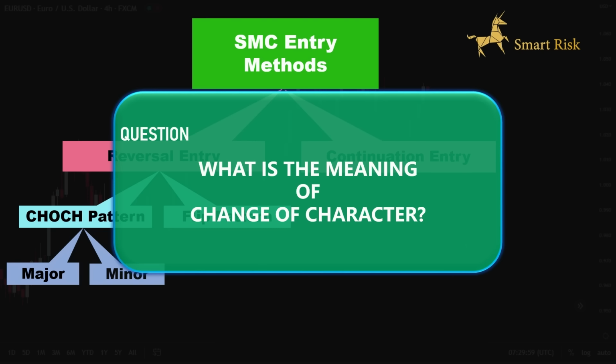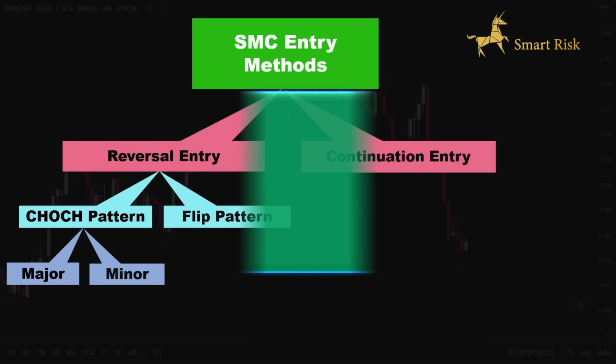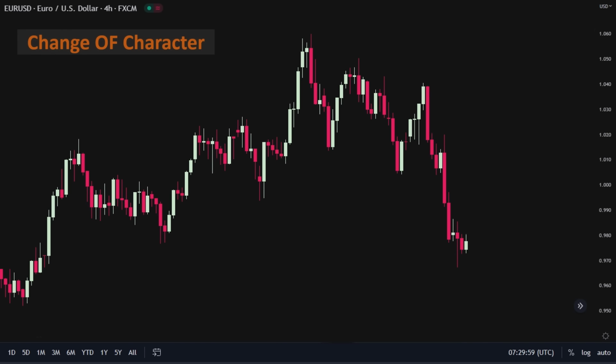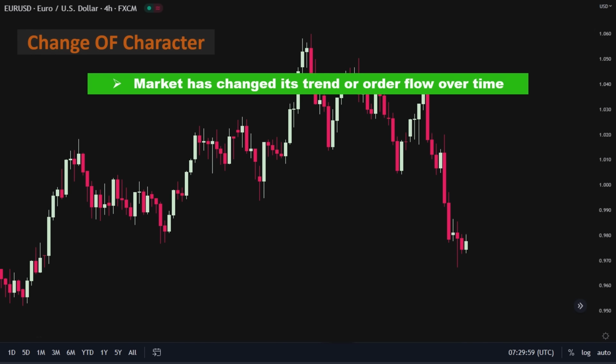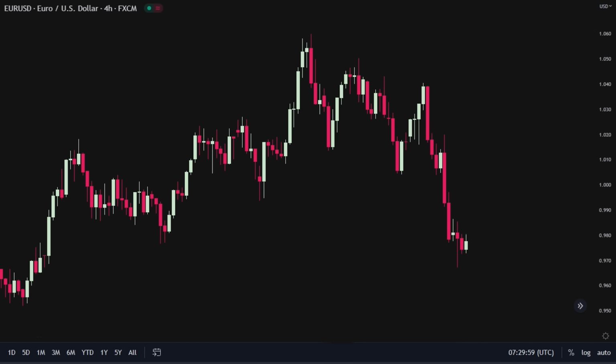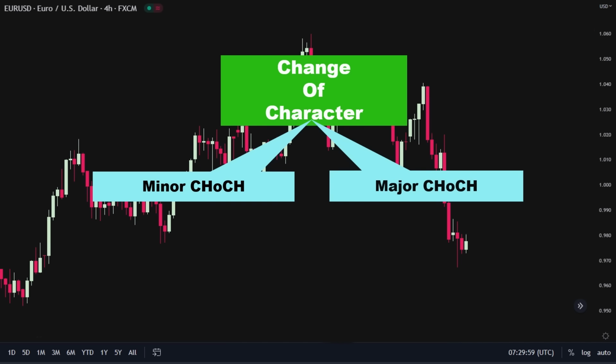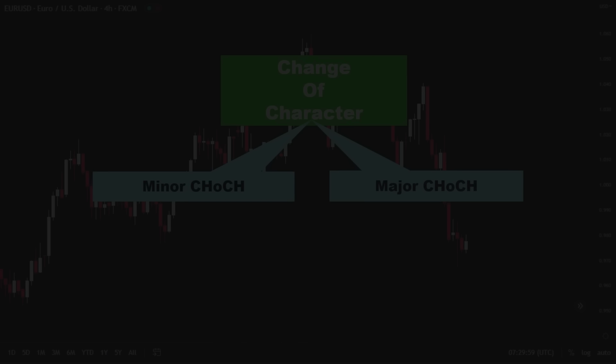What is the meaning of the change of character or market structure shift? Change of character means that the market has changed its trend or order flow over time, and it consists of two types, minor and major change of character. Identifying a valid change of character is an absolute must-have for smart money traders. You will endure some losses if you fail to spot a valid one. So let's see how we should identify a valid change of character.